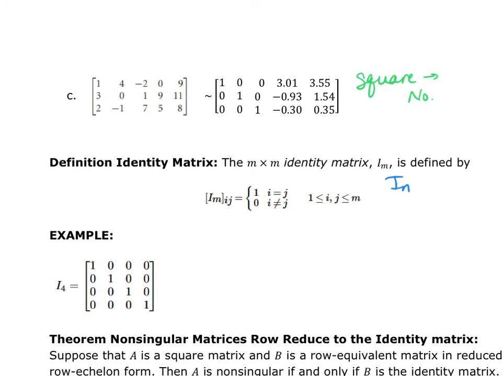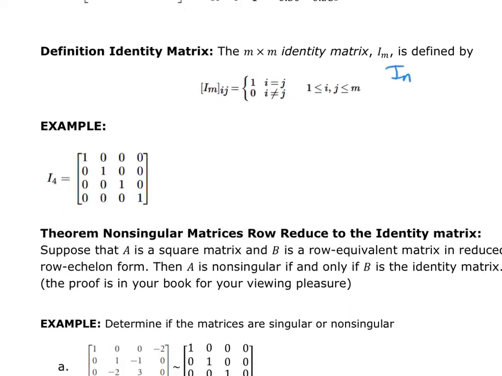What matters is that in the square matrix the diagonal is ones, and everywhere else, above and below the diagonal, are zeros. So in this example, I have this diagonal, which is all ones. Above the diagonal is zeros, and below the diagonal is zeros. So that is the identity matrix. And that brings us into the next theorem.